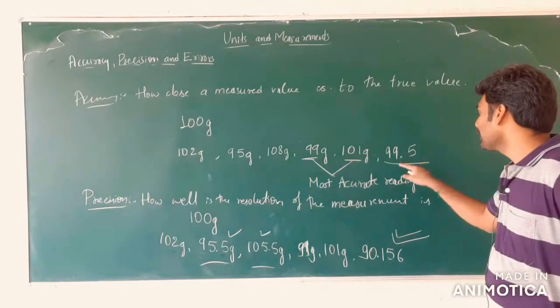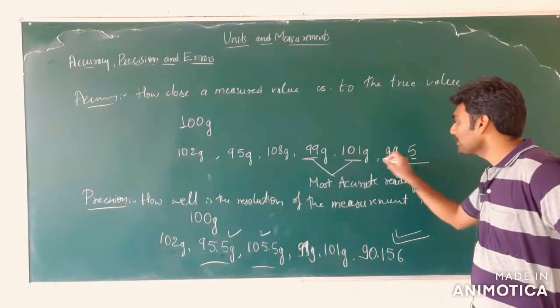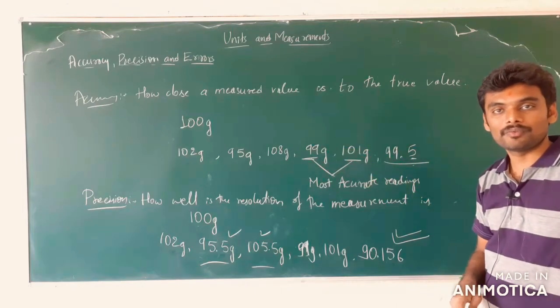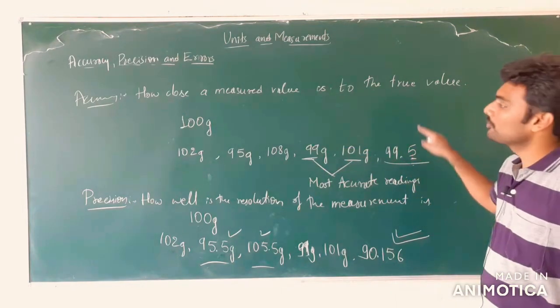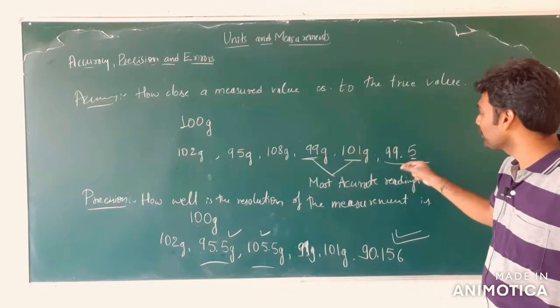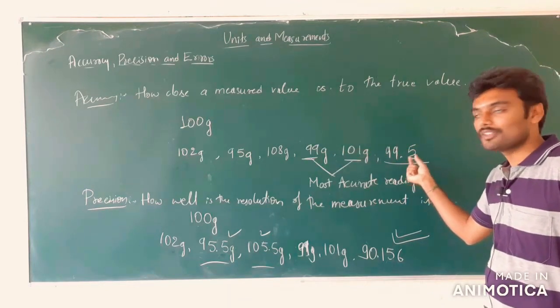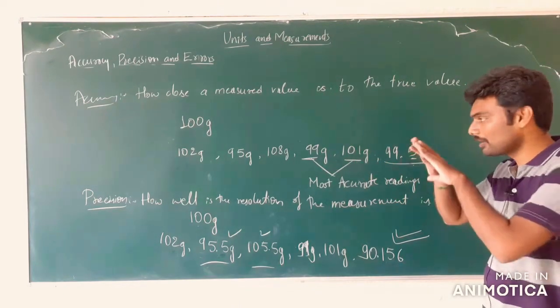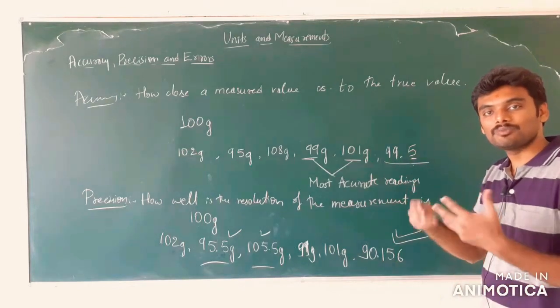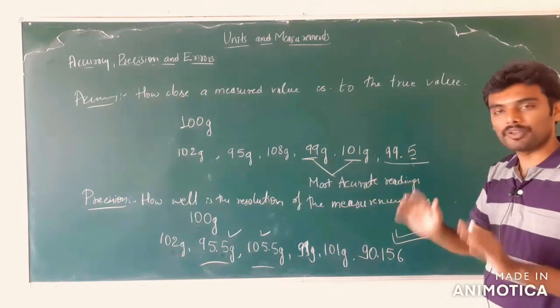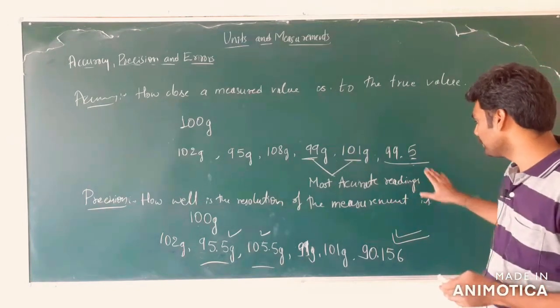At the same time, 99.5 has got one decimal place, and none of the readings here has got any decimal place. So this itself is most accurate because it is closest. This itself is most precise because it has more decimal places compared to this. Okay, the resolution is good. You are looking clearly. The reading is more clear or resolved. So that itself is precision, how good the resolution is.